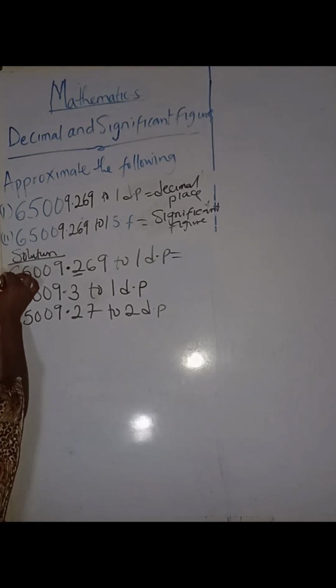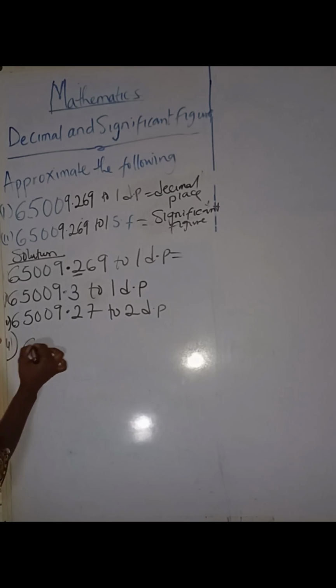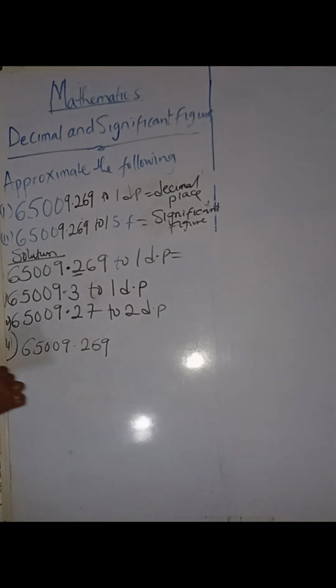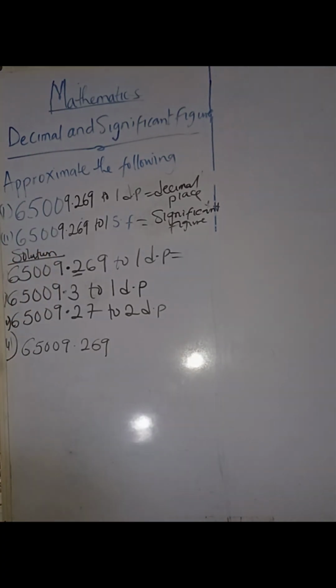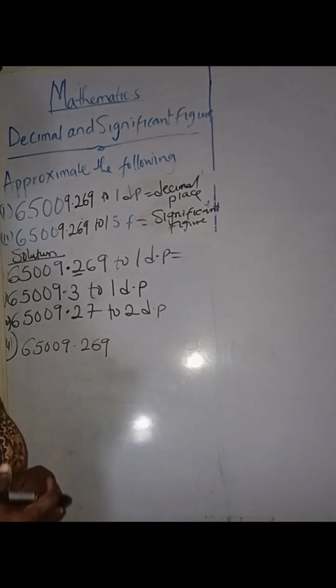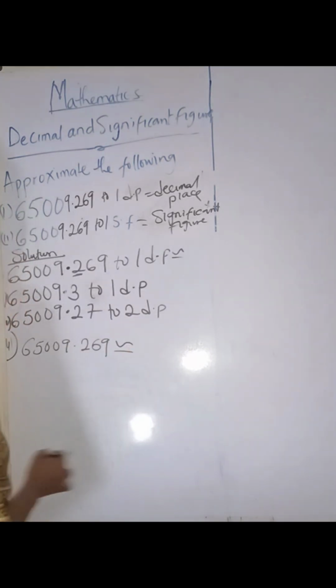This question also, let's say this is number 1, this number 2, and this question also number 3. 6500. We are asked to approximate it to significant figure. When you are asked to approximate to significant figure, you consider the first significant number. Significant number starts from 1. 0 is not a significant figure. So our answer will be approximately to what?